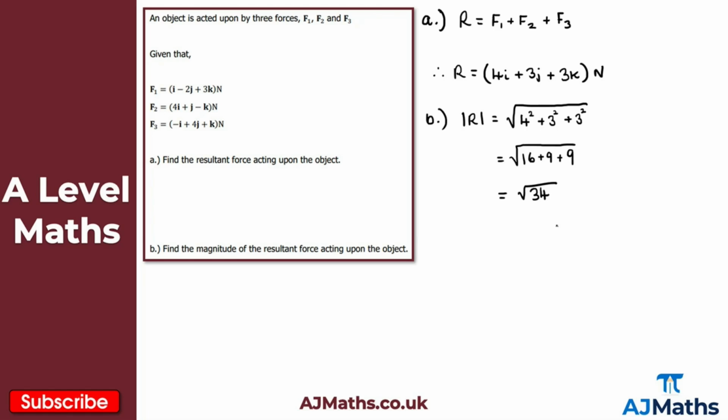It doesn't ask for it in exact form, and it doesn't ask for it to a degree of accuracy here, so it's somewhat arbitrary. You could leave it like this. Obviously, we're looking for the magnitude here, so that would be newtons. So root 34 newtons, or I could write this as 5.83 newtons. Either of those would be absolutely fine. And there we have it. Like you can see, quite straightforward. That gives us the solution to question 1.